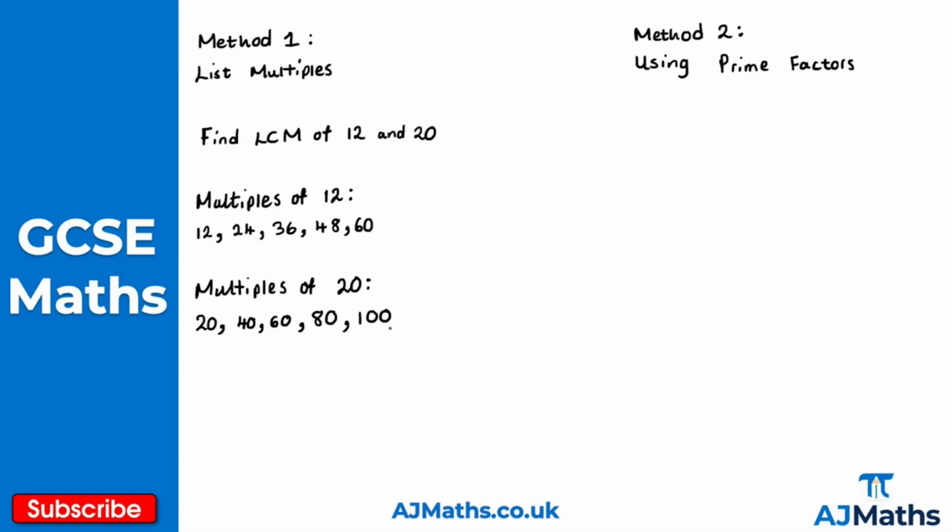So basically what we're looking for is the first number that appears in both lists. And in this case, I notice I've got a 60 in my multiples of 12, and I've got a 60 in the multiples of 20. That's the first number that occurs in both lists. So therefore, the LCM, the lowest common multiple of 12 and 20, is equal to 60. Okay, so that's the first method, listing the multiples. Let's take a look now at method 2, using prime factors.